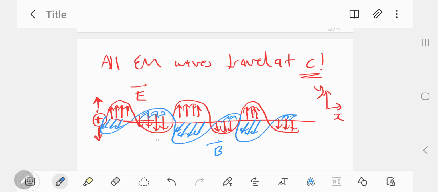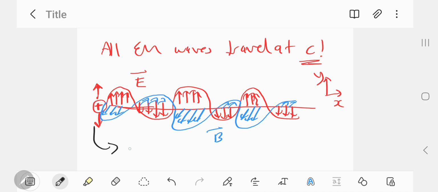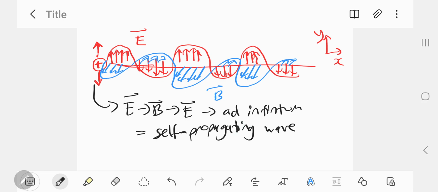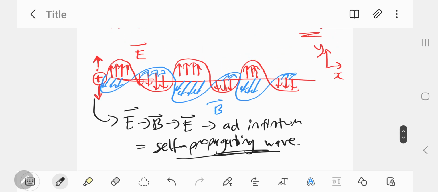So an oscillating charge produces an electric field, which then produces a magnetic field, which then produces an electric field, ad infinitum, forever basically. So therefore, an electromagnetic wave is a self-propagating wave. Continuous oscillation gives you a continuous electromagnetic wave.